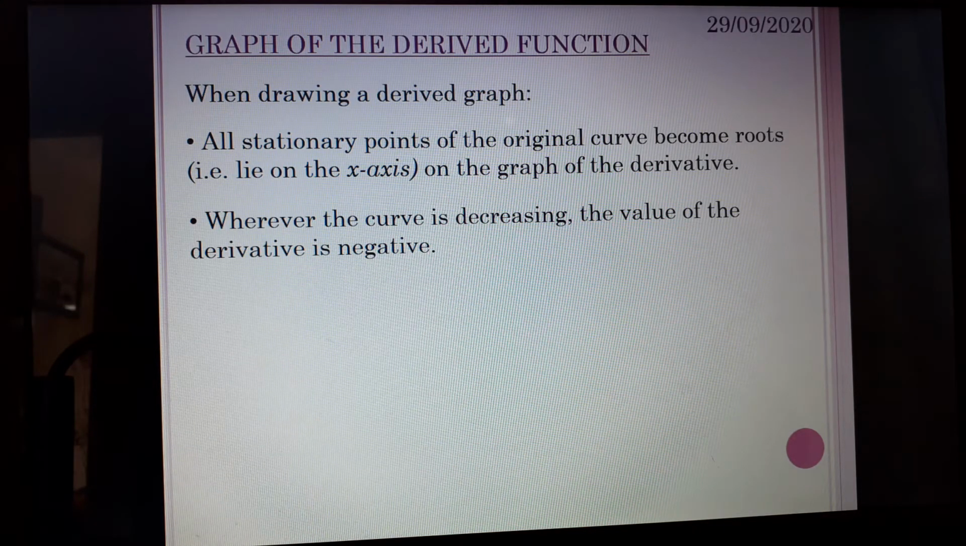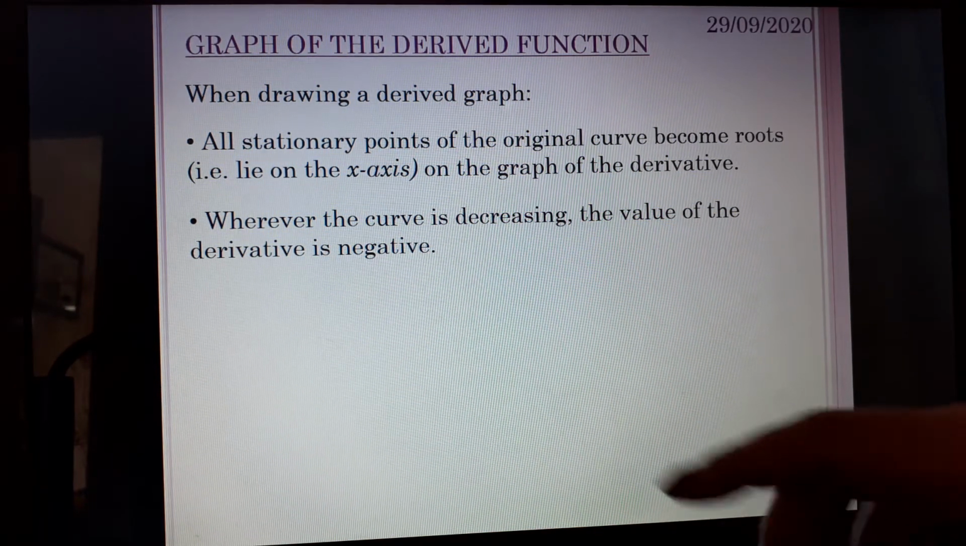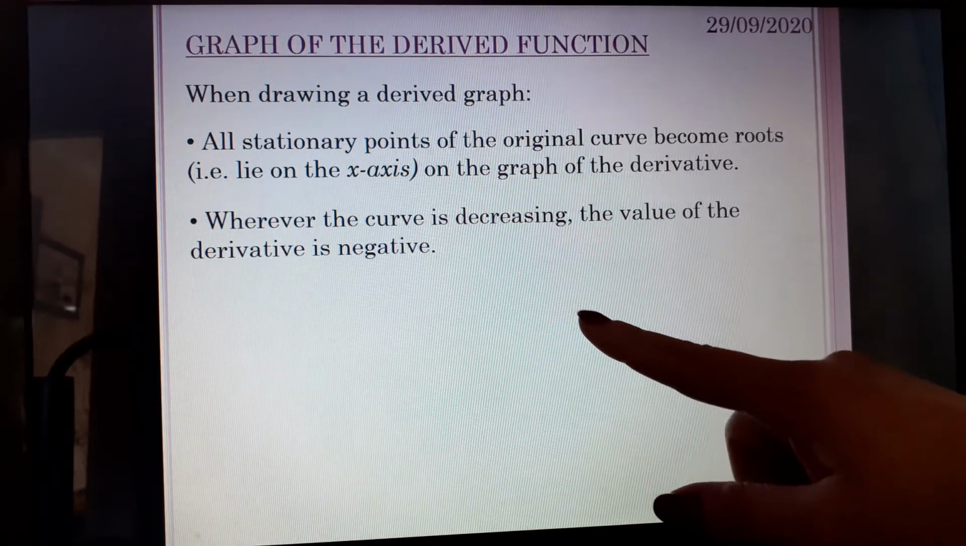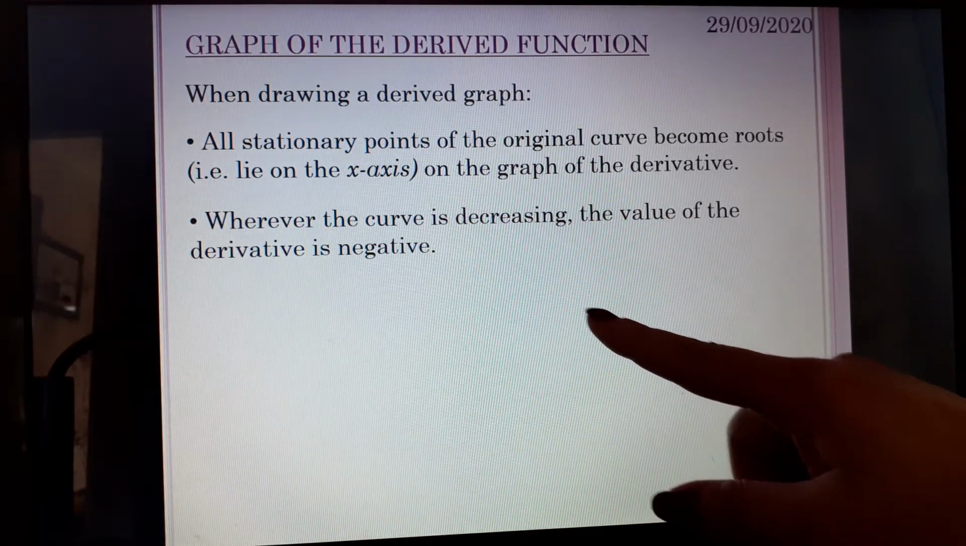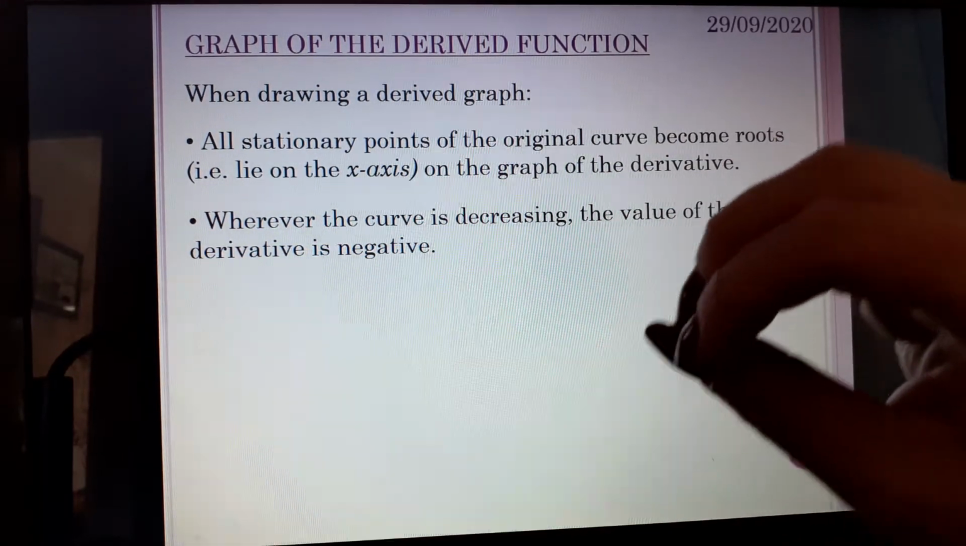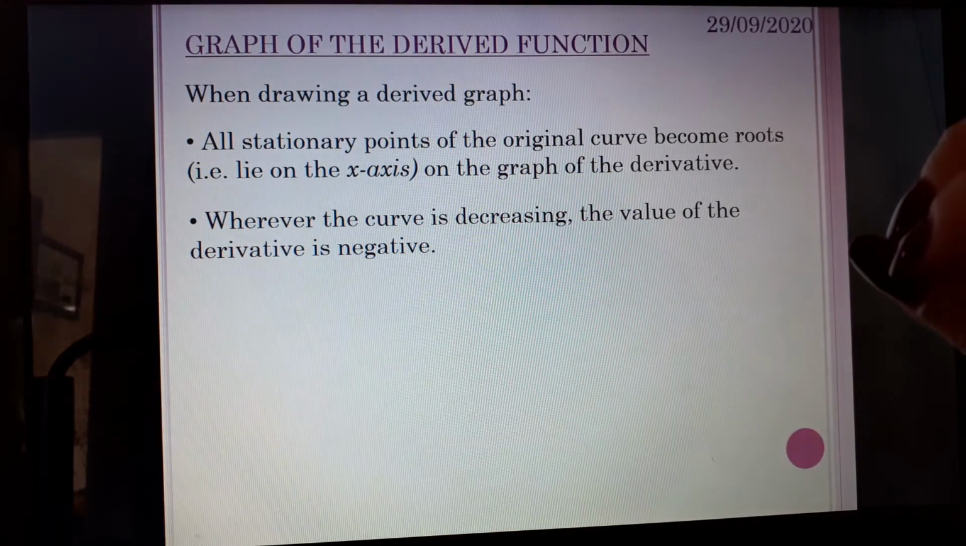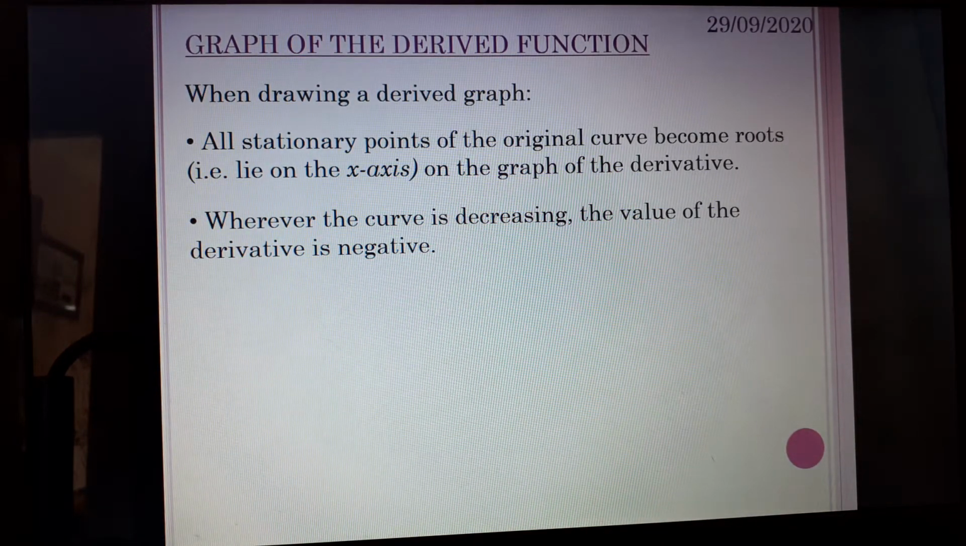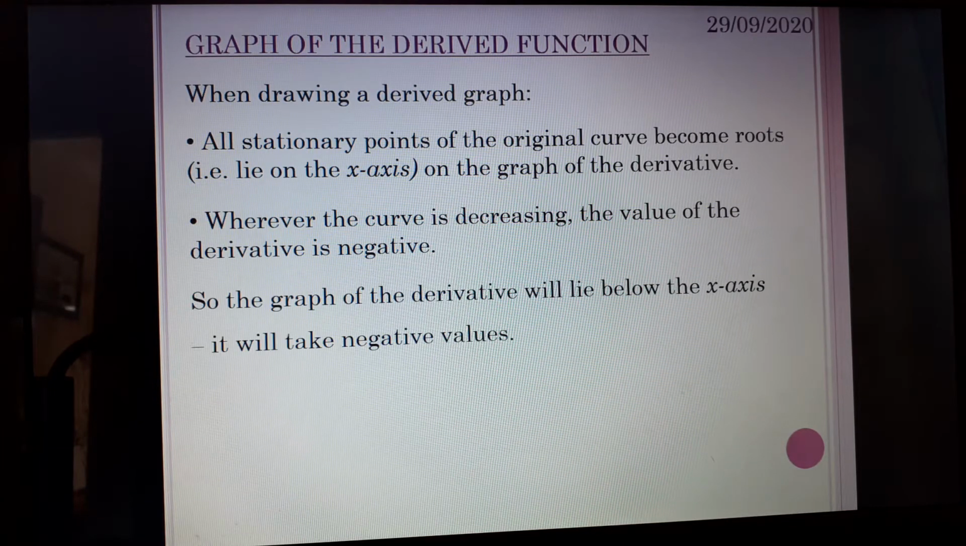Where the curve is decreasing, the value of the derivative is negative. Just remember what that means. Where the graph is going down the way, that would mean that the gradient would be negative, and the f dashed of x or dy by dx is going to be less than 0. When the gradient's negative, f dashed of x is negative. So when the curve is decreasing, not just the gradient becoming negative, but the derivative is negative. Okay, so the graph of the derivative will lie below the x-axis and it will take on negative values.